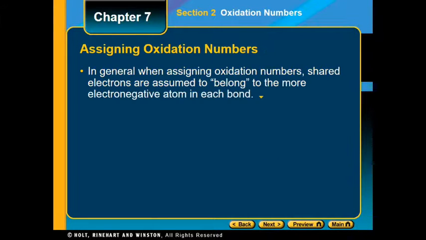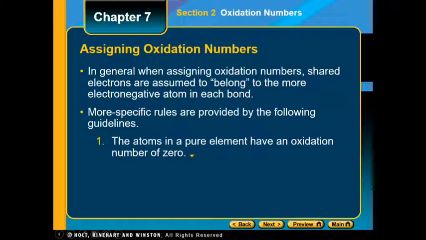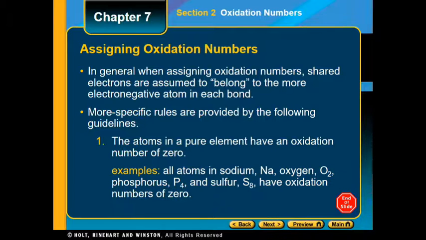So, rule number 1. Atoms in a pure element have an oxidation number of 0. And they give you some examples of some pure elements here. Again, make sure you write down rule number 1, everything that goes with it.